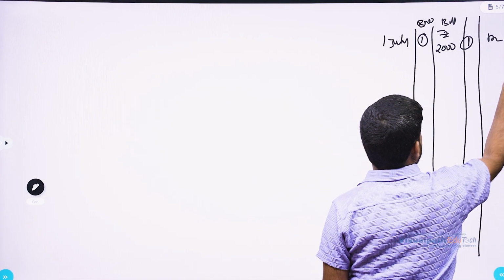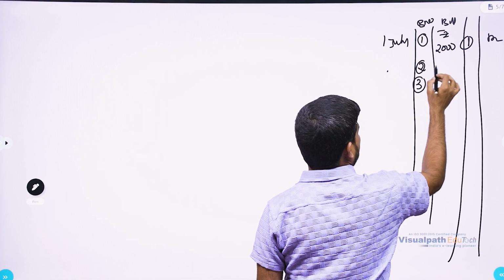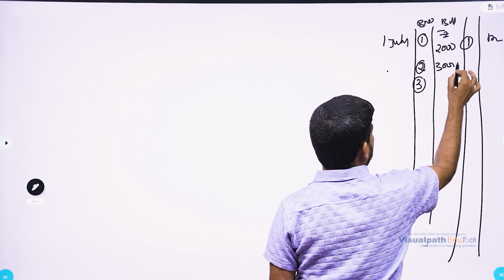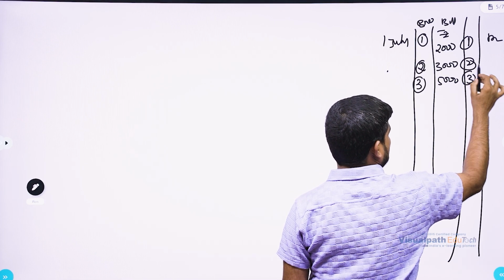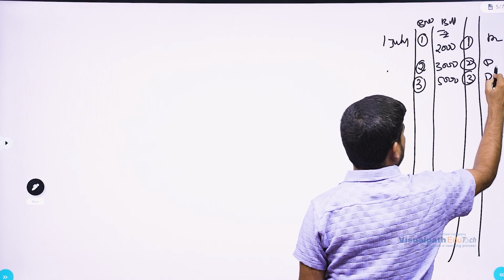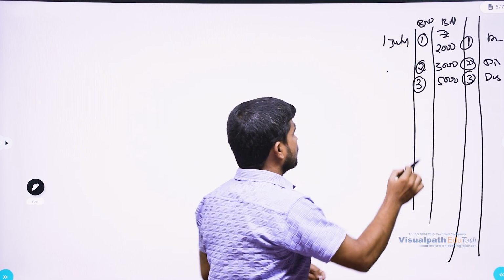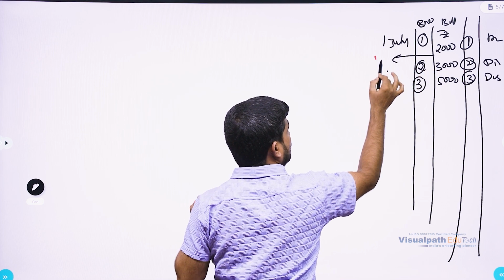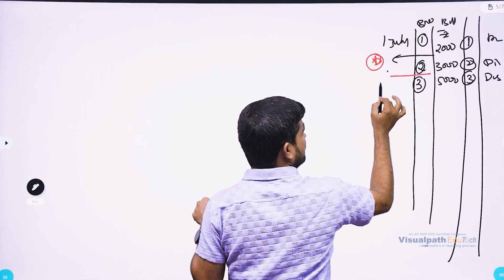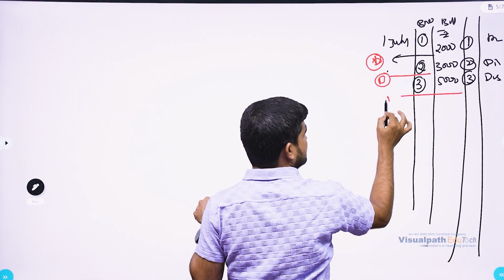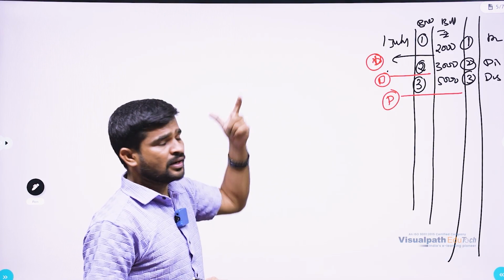All are dishonored. This is common. Bill 1, bill 2 and bill 3 are 2,000, 3,000 and 5,000, and the maturity dates are 1 month, 2 months and 3 months, and all are dishonored. After 1 month of the first bill, we'll get the dishonor. After 2 months, the second will be dishonored. After 3 months, the third will be dishonored. These are the dishonor entries we have to write in between the three bills.